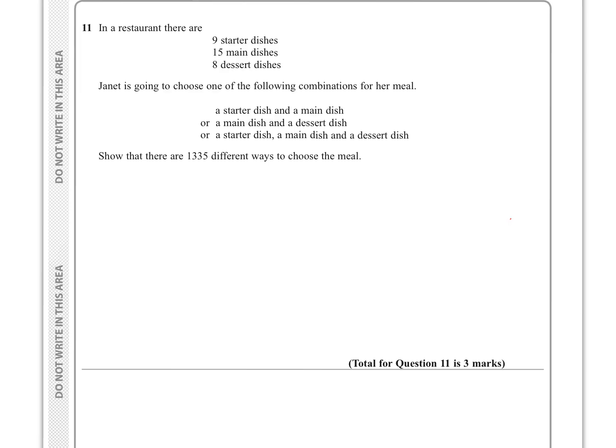Question 11. In a restaurant there are 9 starter dishes, 15 mains and 8 desserts. Janet's going to choose one of the following combinations for her meal, and that is a starter dish and a main dish first. So for each of the starter dishes there'll be 15 choices for each main. So altogether there'll be 9 times 15 ways for the starter dish and a main dish.